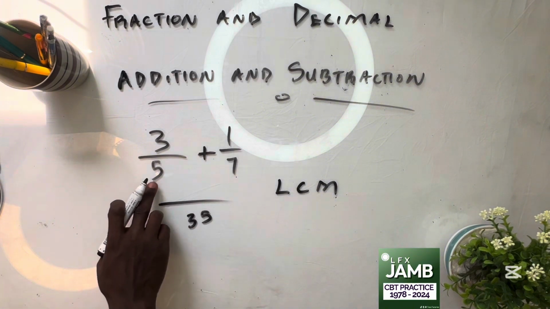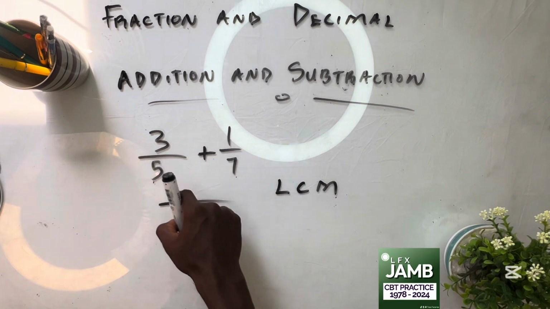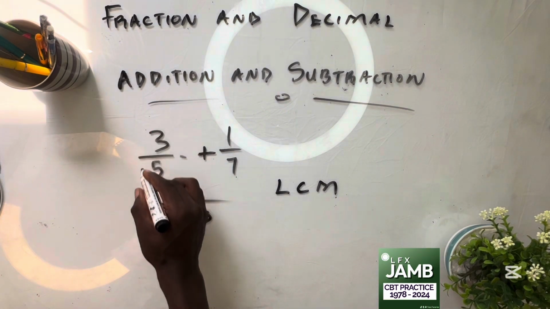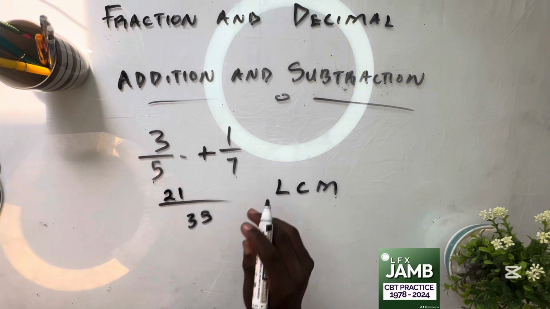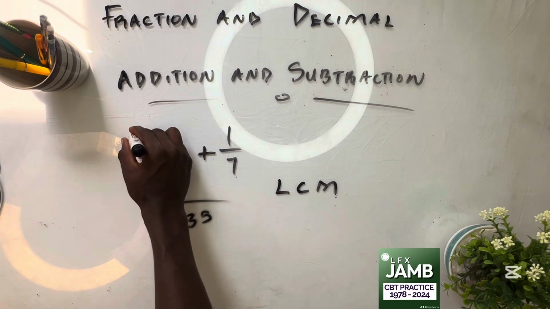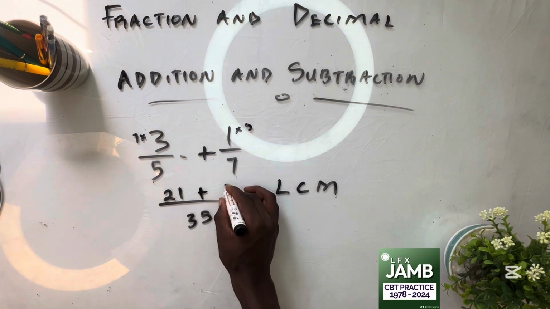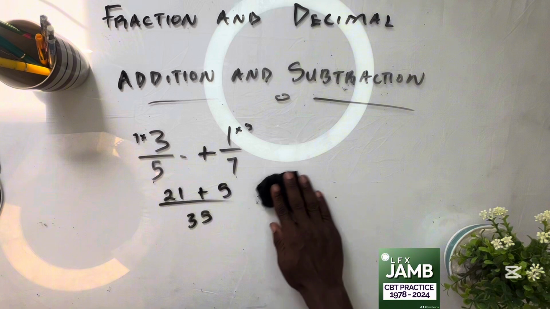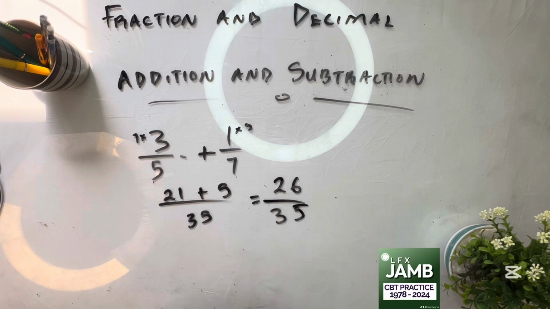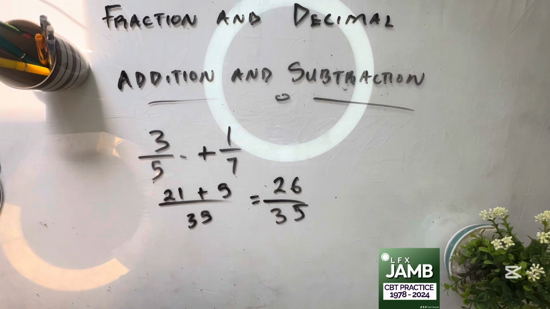So let's carry on. 5 in 35 will give us 7. So that 7 we have, we multiply it with the numerator of this fraction. So that 7 will be giving us 7 times 3, that is 21. Let me take that again. 5 in 35 is 7. 7 times 3, 21. 7 in 35, 5. 1 times 5 is 5. So we complete the operation, we have 26 over 35. We have successfully added this fraction. 3 over 5 and 1 over 7 gives us 26 over 35.